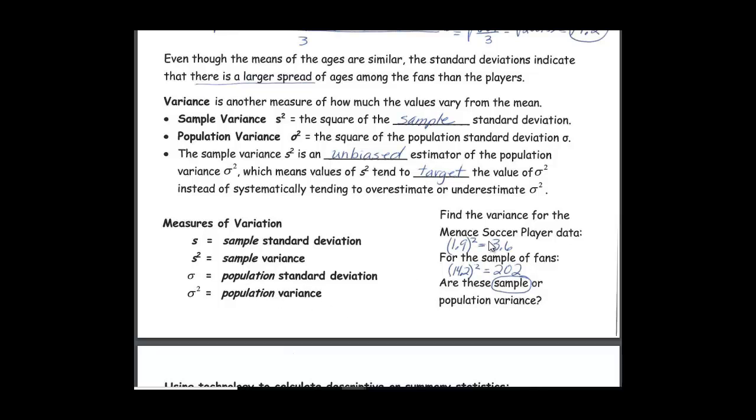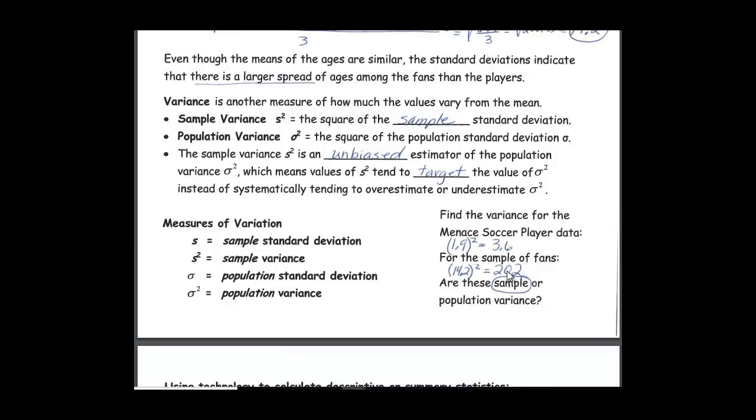Okay, back to our sample about the Menace soccer players and the Menace fans. Finding the variance for each of these, we would take that standard deviation squared. In the case of the soccer players, we end up with 3.6. For the fans, remember, the typical fan varies by 14.2 years, but when we square that, we end up with 202. So that's quite a large variance.